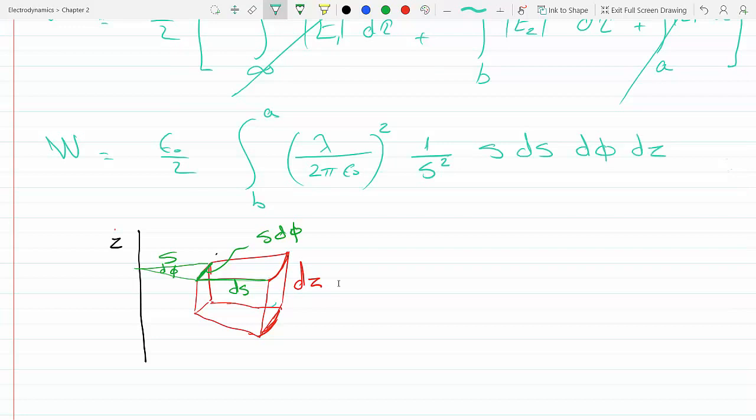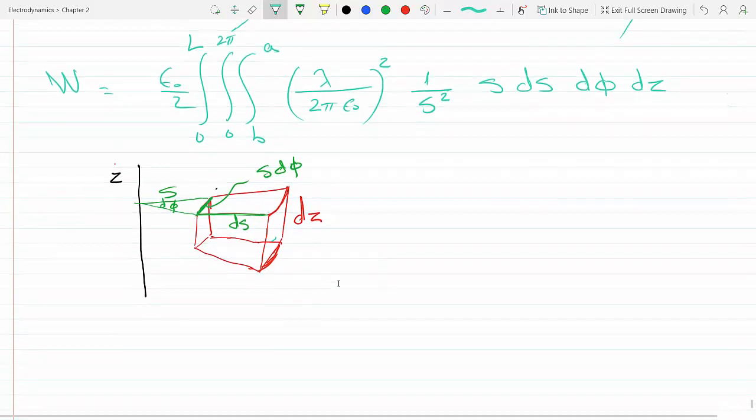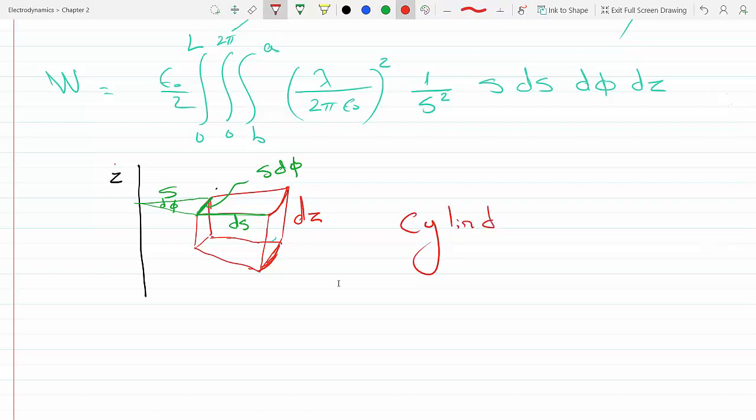And s goes from b to a, phi goes from 0 to 2 pi, because to encircle the full cylinder you go around 2 pi. And dz, that's the length of the cylinder, so this is 0 to L, because we took an L piece of the cylinder. Doesn't matter because it's going to be per unit length, but for now let's just do it appropriately. Okay, so this is cylindrical coordinates here. I wanted to show you, because this is always useful, you can always do it and see how it's done.